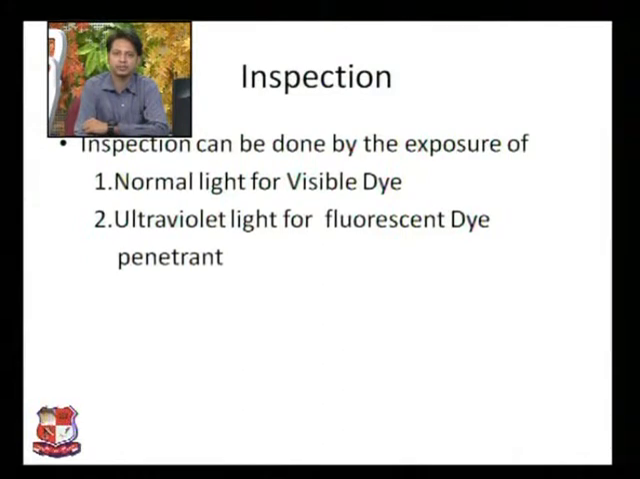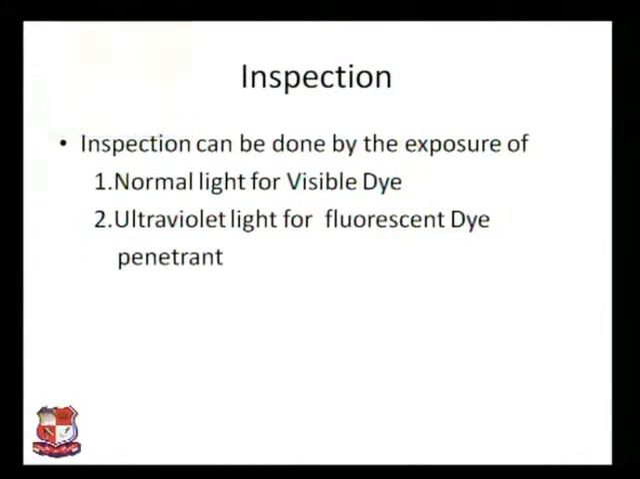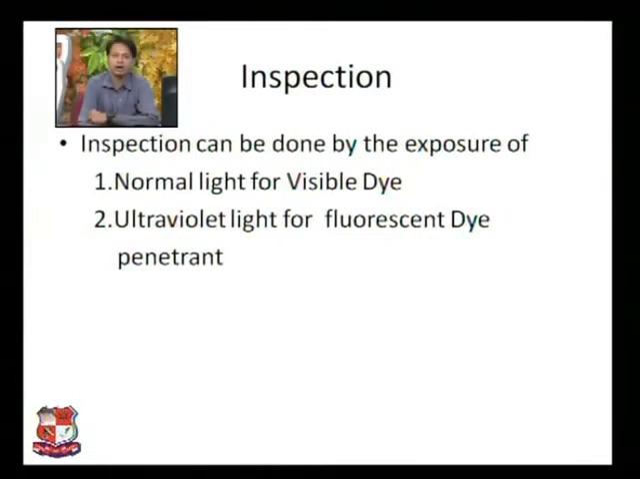In inspection, you have to inspect where the cracks are present. Inspection can be done by exposure to normal light or ultraviolet light. That means you have to keep the material underneath the exposure of light. There are two types of light which are used. One is normal light, and in comparison to that, ultraviolet light.